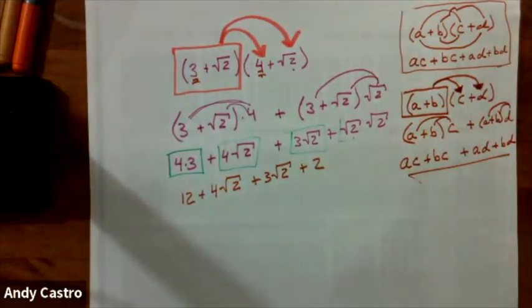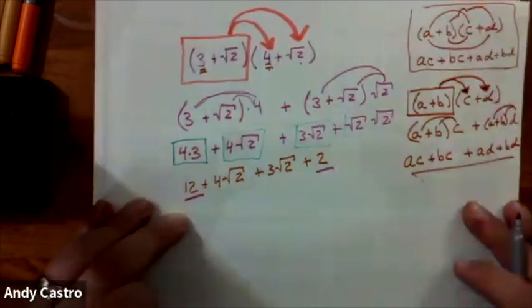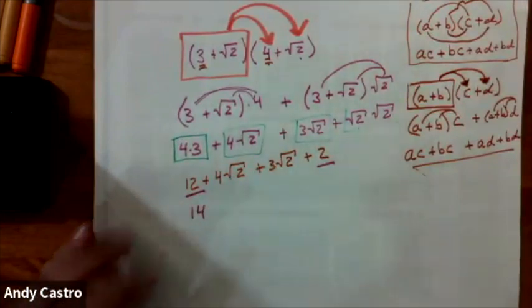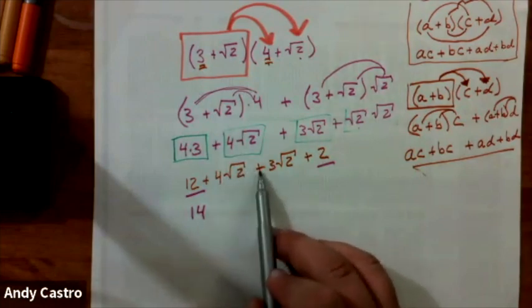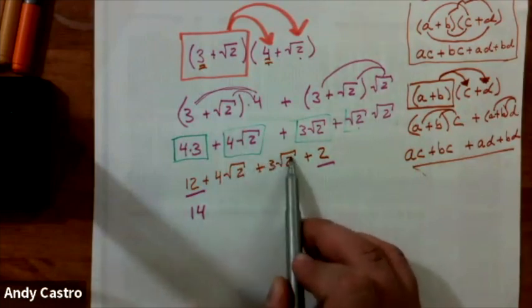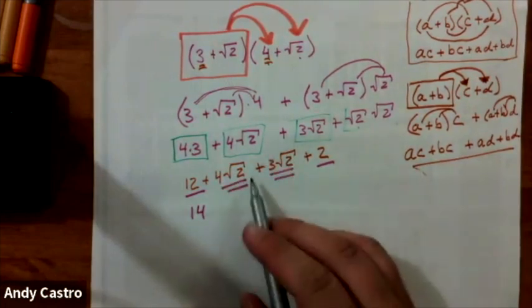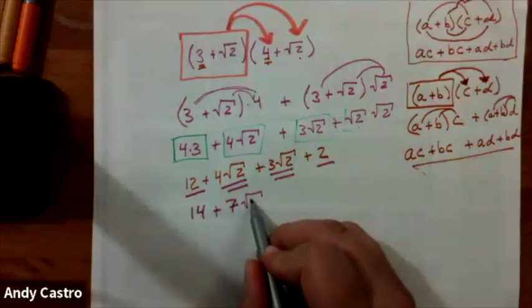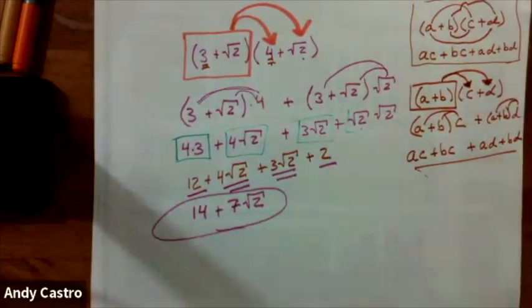All right, so now we kind of have some like terms here. We've got two constants that we can combine, 12 and 2, both positive, so that can become 14. Then look at this. We have 4 times the square root of 2 plus 3 times the square root of 2. So those are like terms as well. And that would be plus 7 times the square root of 2. And that would be the answer.